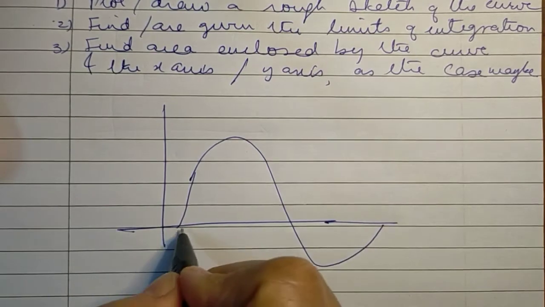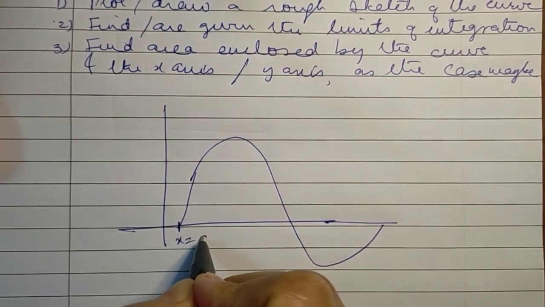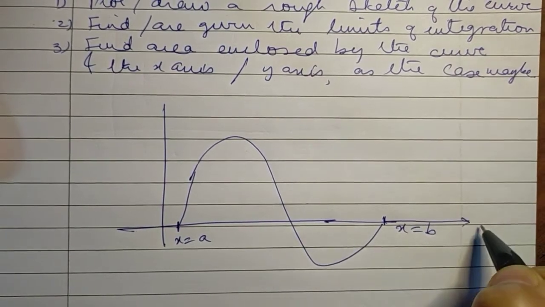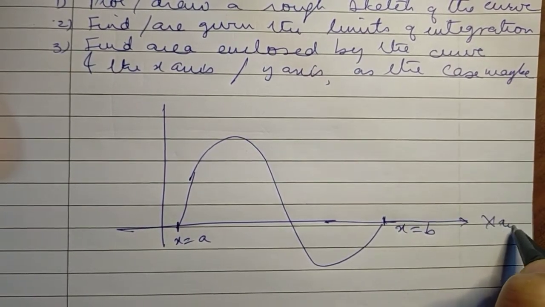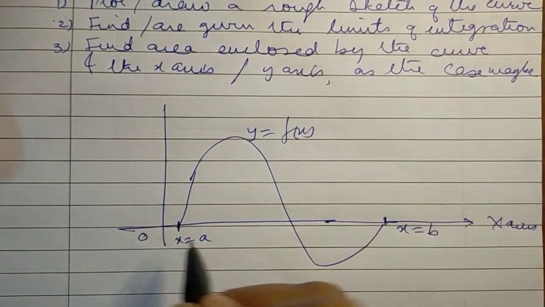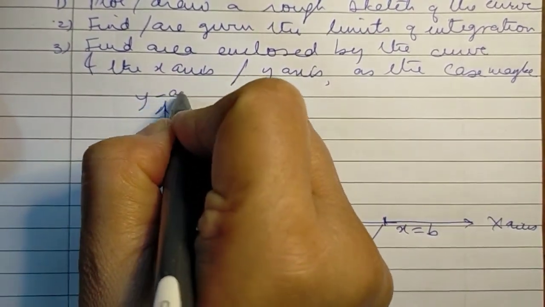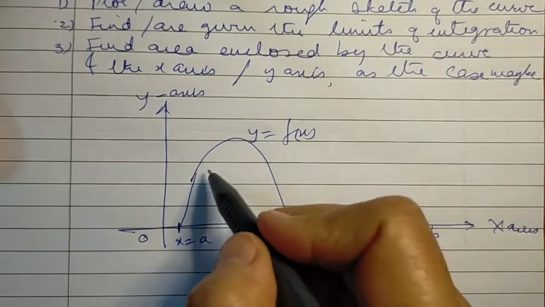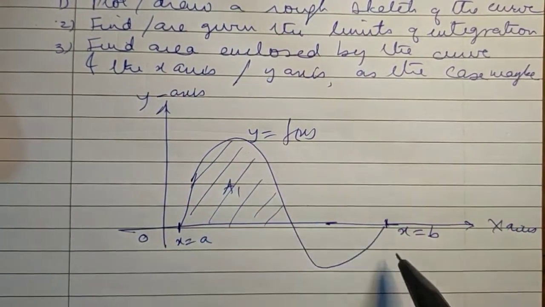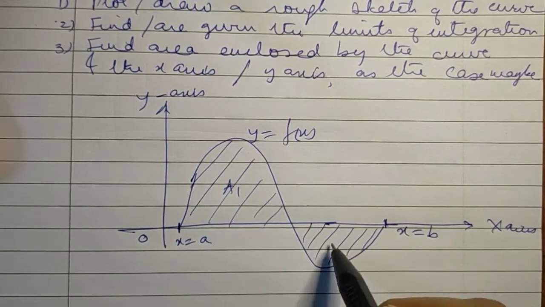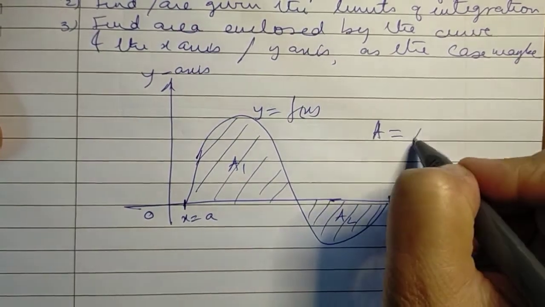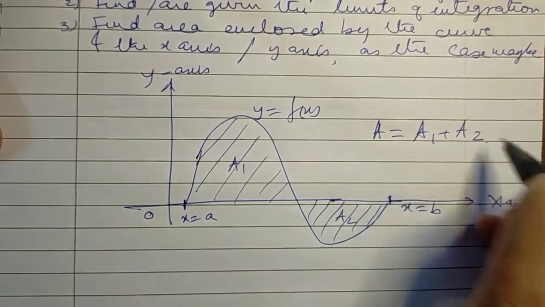Okay, and we want to find from x equal to a to x equal to b, which lies somewhere here, and this is the x-axis and this is the curve y equal to f(x), and this is the origin and this is the y-axis. So basically the area required is this area, that is area 1, and this area 2. So the required area will be equal to A1 plus A2.